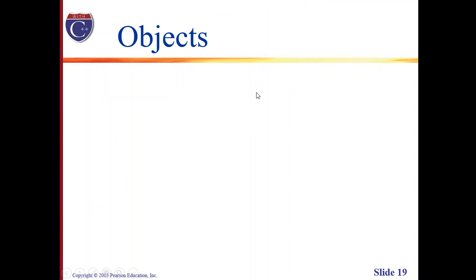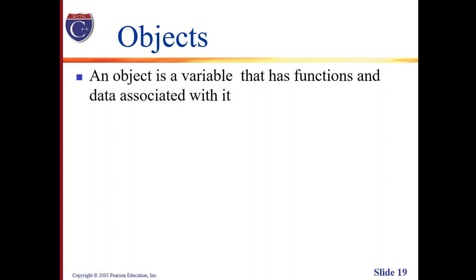We now proceed with objects. If we will recall, the ifstream and ofstream variables that we used in our previous example are considered as objects. And an object is a variable that has functions and data associated with it. If you will notice, we were able to call a couple of functions with the ifstream and ofstream variables that we used in the previous example.